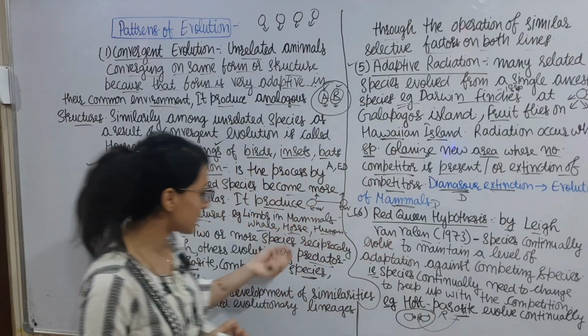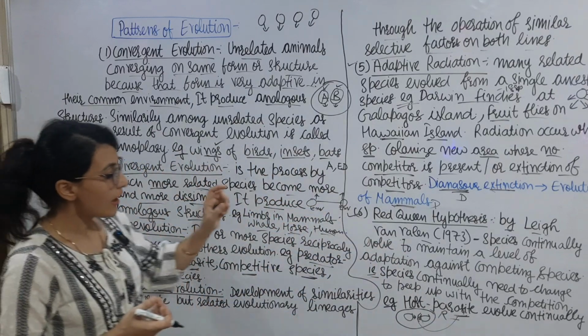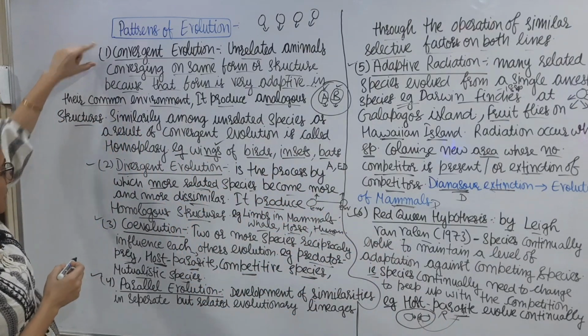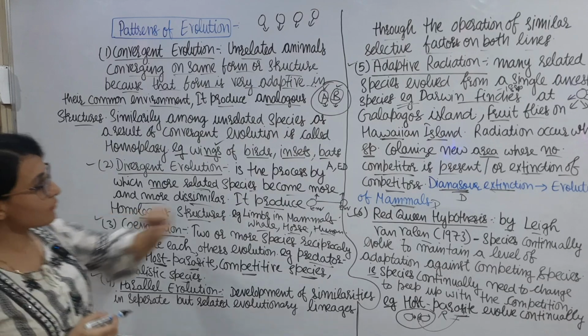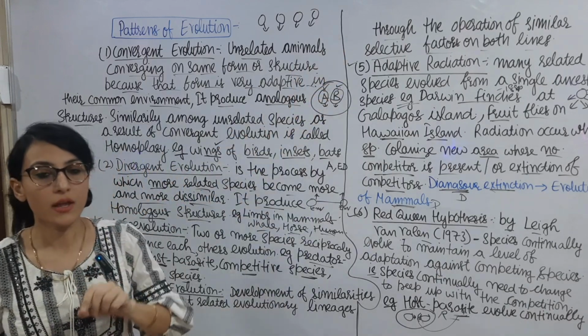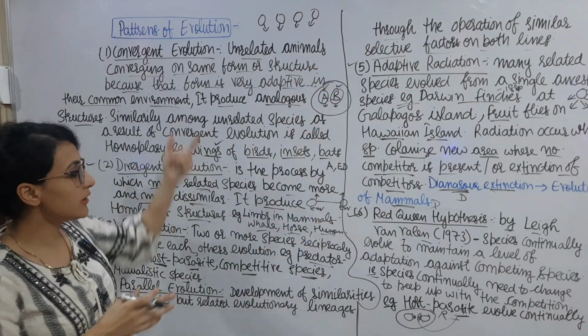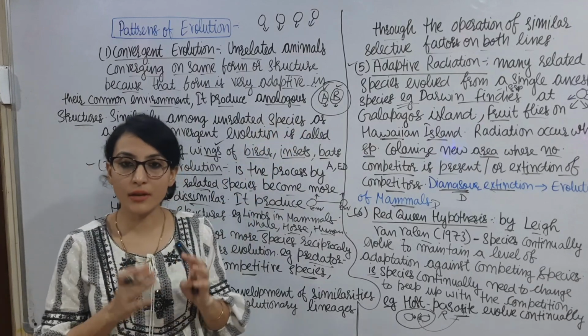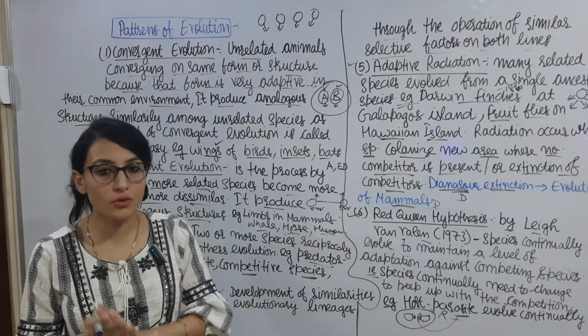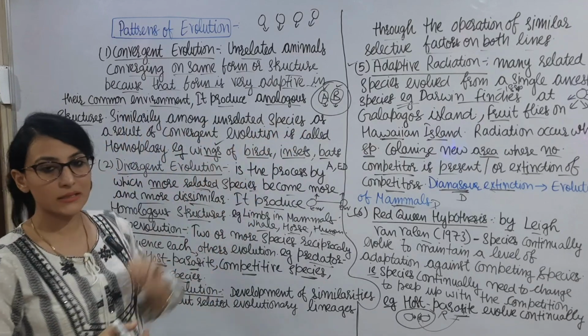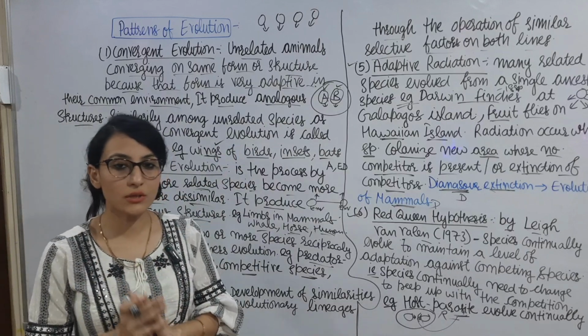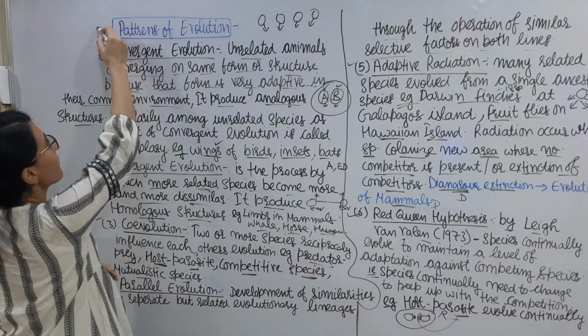So we have already discussed this in coevolution. There are different examples in convergent evolution, divergent evolution, parallel evolution and adaptive radiation. We have already discussed all these topics in the previous video. I will give you a link in the description box. If you want to know more about this in detail, you can watch that video. So this is all about the patterns of evolution.